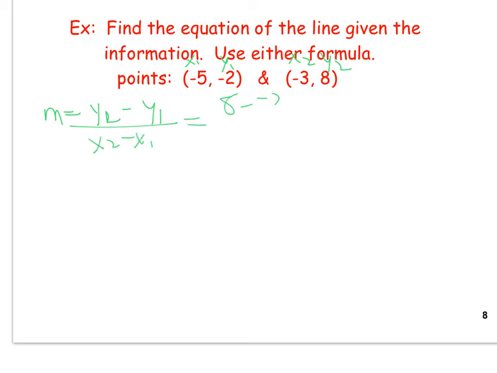I have 8 take away -2, -3 take away -5. A double negative makes a positive, so that gives me 10 over, double negative makes a positive, 2, to give me 5 as my slope.